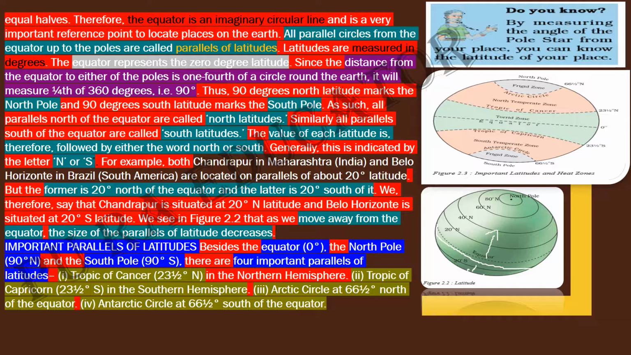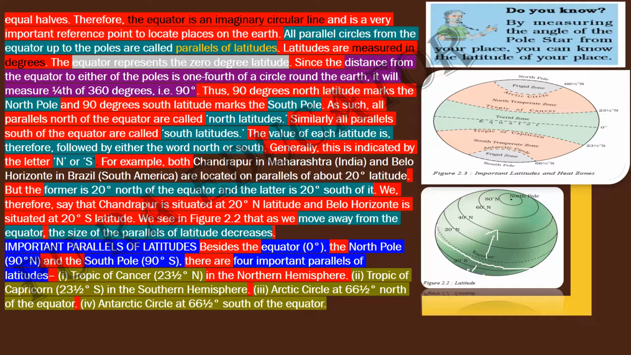Except the equator, there are 4 important parallels of latitudes. The first one which we are going to study is the Tropic of Cancer. It is placed at 23.5 degree north in the northern hemisphere, and the Tropic of Cancer is very important for us because it passes through India.